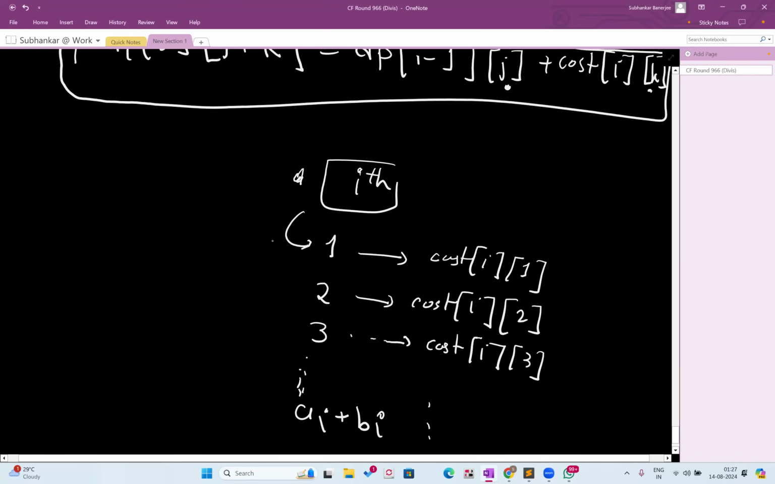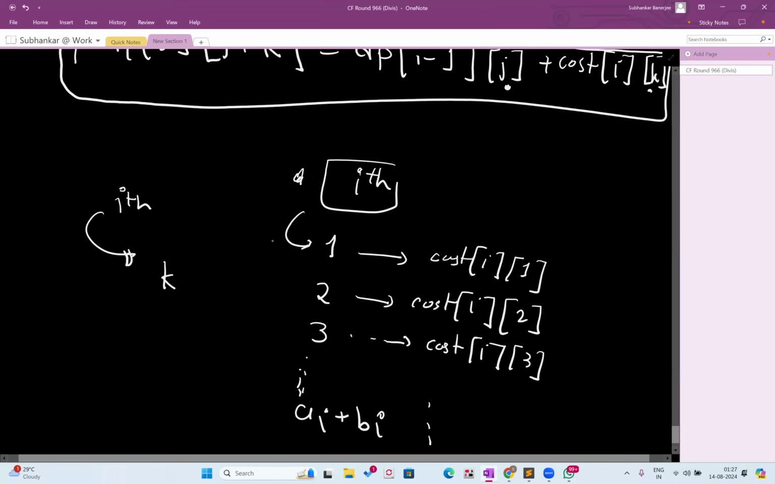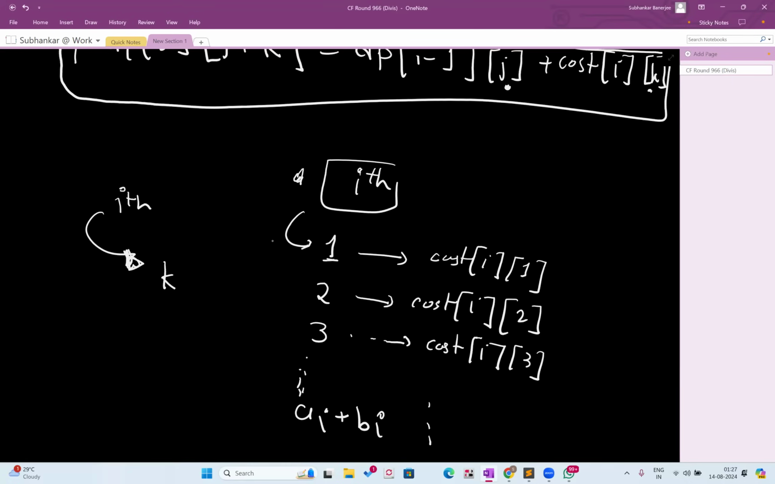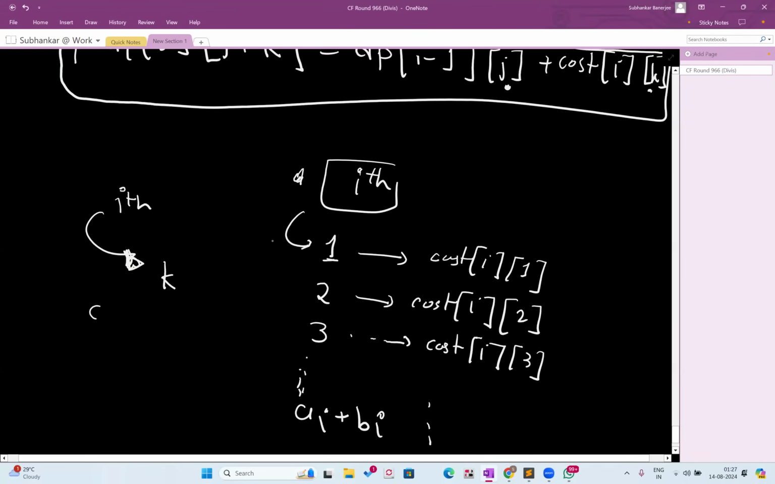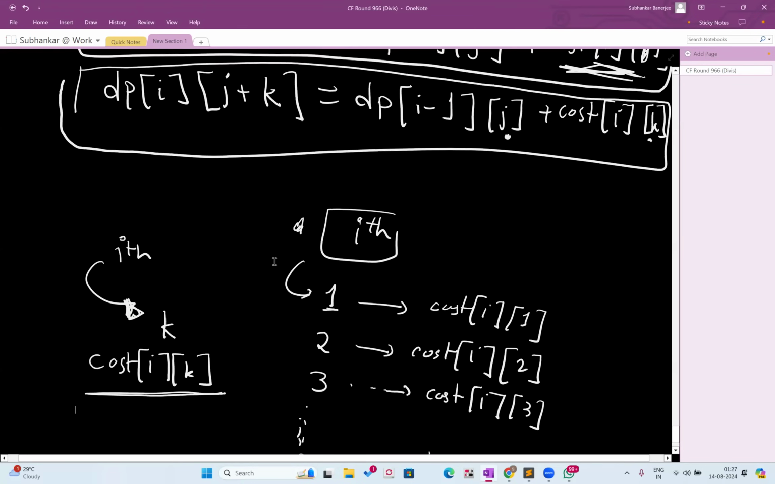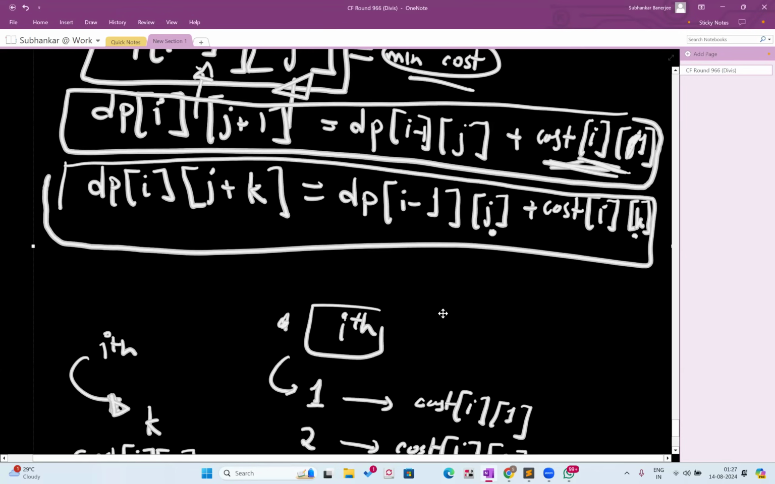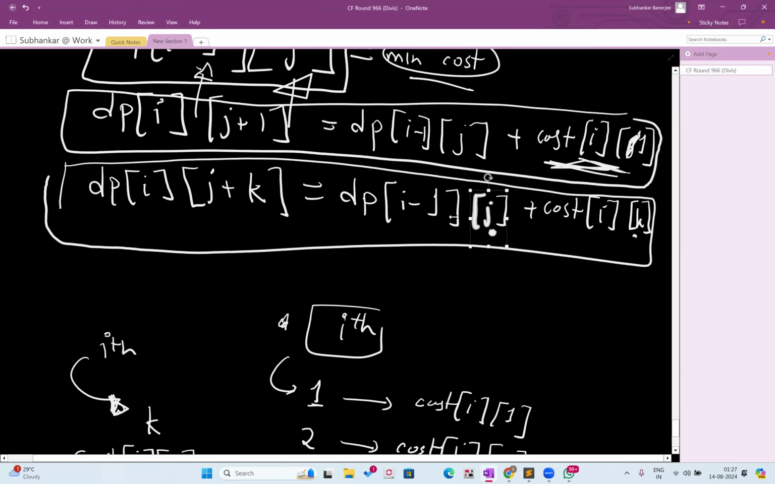Suppose I am taking k value from the ith rectangle. Whenever I am taking k value, I have to give cost of i comma k, right? So if I want to add k value to my previous answer, previously dp of i minus 1 comma j was there, so j score was already there.